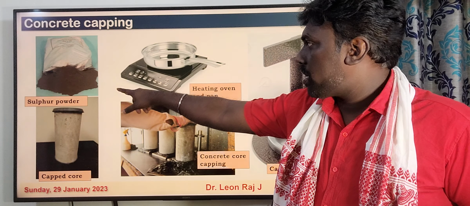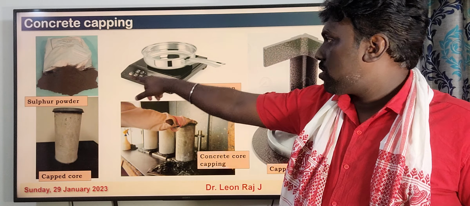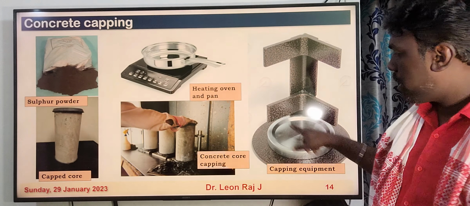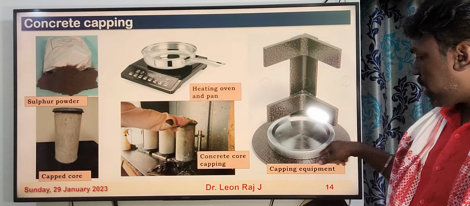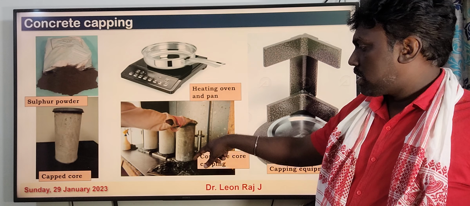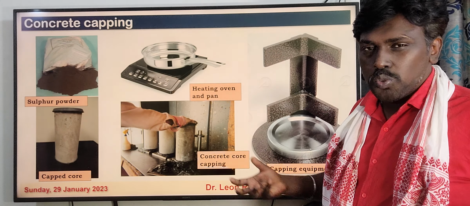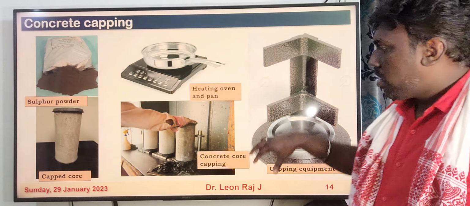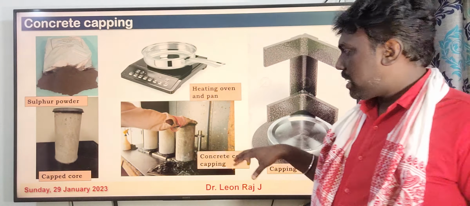So this is the sulfur powder. This is the heating oven and pan. We place the sulfur powder over this oven. Then we heat the sulfur powder. Then the liquid sulfur will be poured in this capping equipment. Then we place the concrete specimen just like this, and within a few seconds it starts setting, and then you can take the specimen out, and in the other direction also you have to do the same procedure.